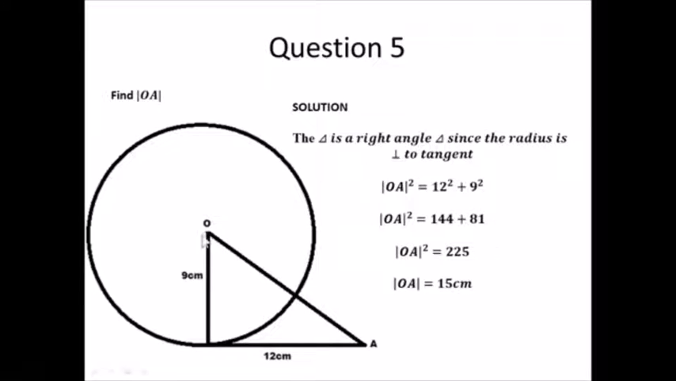Also from here, this is a radius perpendicular to this tangent, which means the angle is 90 degrees. So this triangle is a right angle triangle, because this angle is 90 degrees. Our aim is to find line OA, which you can find using Pythagoras theorem, given this side and this side. Using Pythagoras theorem, the square of the hypotenuse equals the sum of the squares of the remaining two sides. That's what you have here. From here you can find OA to be 15 centimeters.